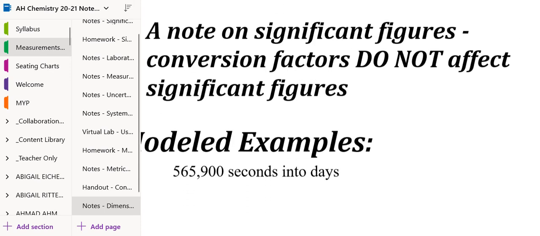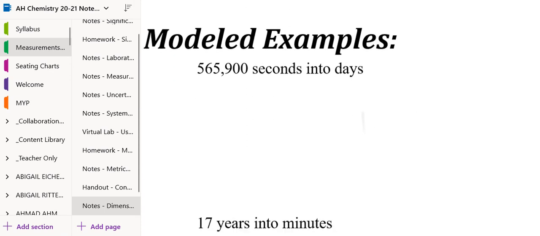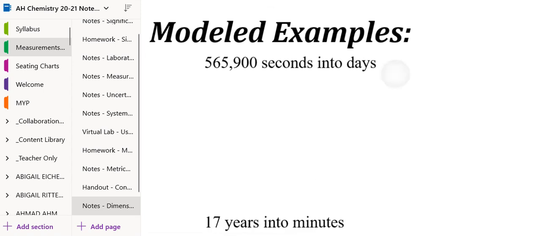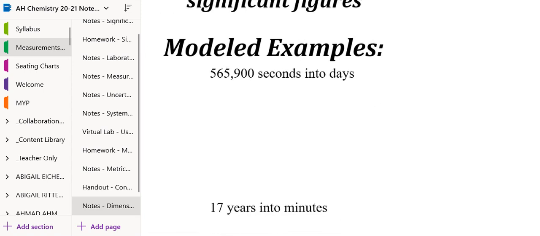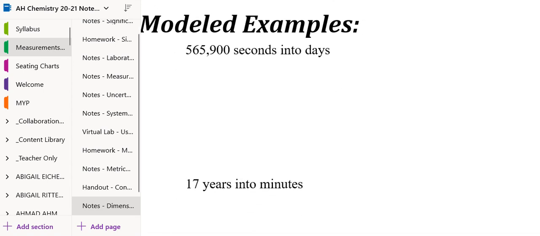Okay, so let's look at some examples together. So the first one, I'm going to make this a little smaller, or else my handwriting will look crazy. 565,900 seconds into days. So what are we given with units? 565,900 seconds. So that's what we're going to start with. That's our given, so we're going to start with it.